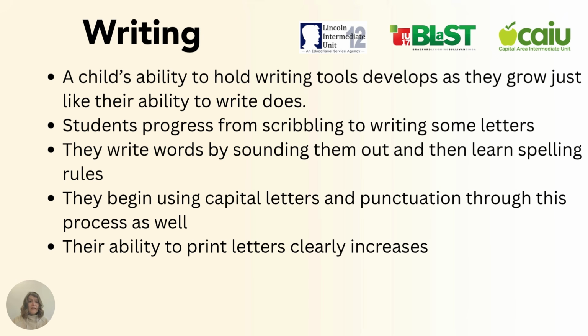When it comes to writing, a child's ability to hold writing tools develops as they grow, just like their ability to write does. So when we think about it, right, we see them with that whole fist. As they get better, they improve that pincer grasp, right, and then the pencil. We can get them to hold the pencil properly once that's strengthened a little bit. So students progress also as they're writing from scribbling to writing some letters. So we think about the scribbling that we see, just the random. Then we see some of those circles. We might see lines.